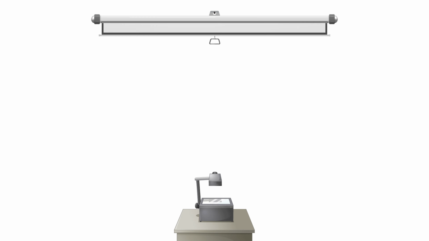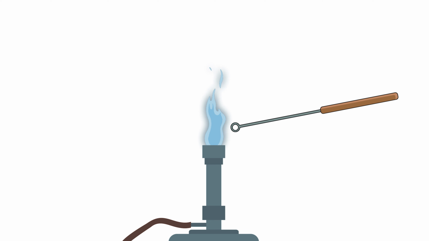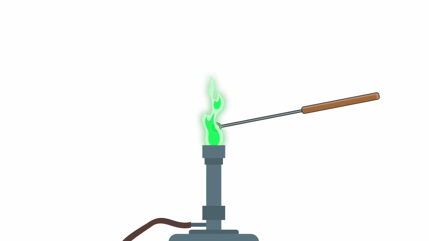We can identify elements by exciting the atoms in other ways too, not just using electricity. Using the heat from a Bunsen flame, for example, and holding a salt in the flame will color the flame distinctively so that we can identify the metal in the salt. This, of course, is known as a flame test, and the principle is the same as we saw in the discharge tube.